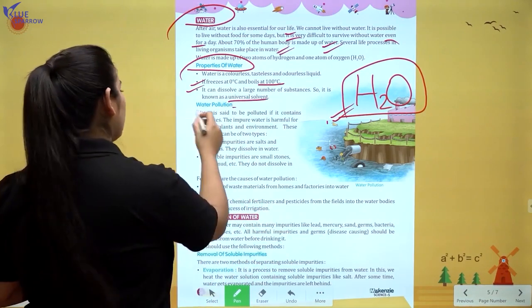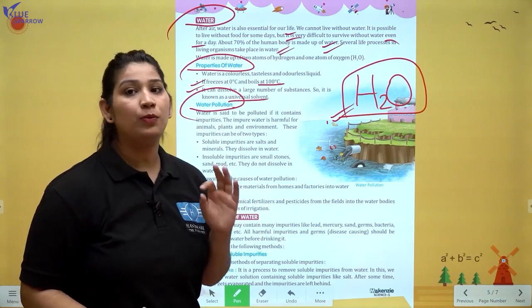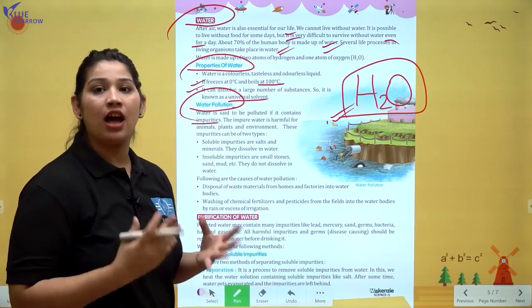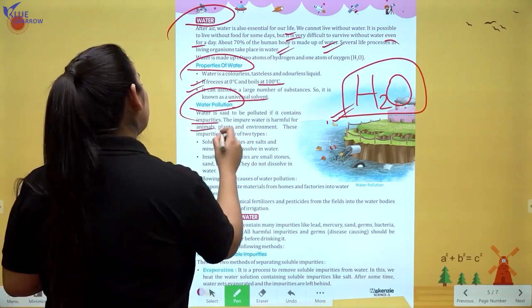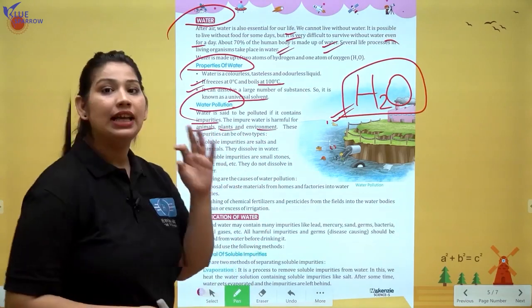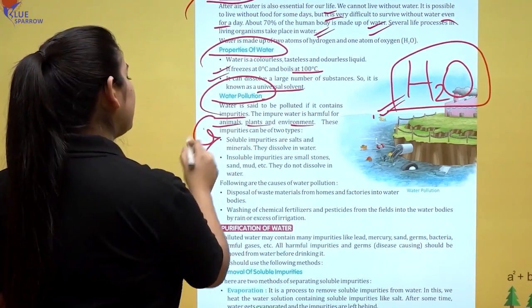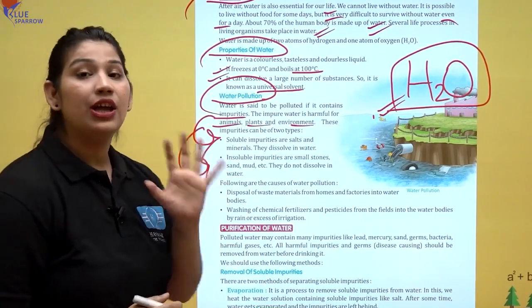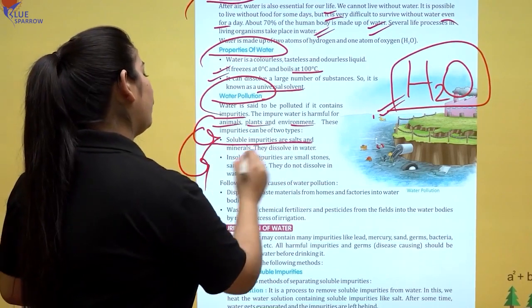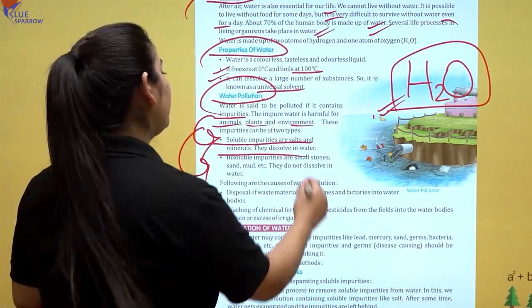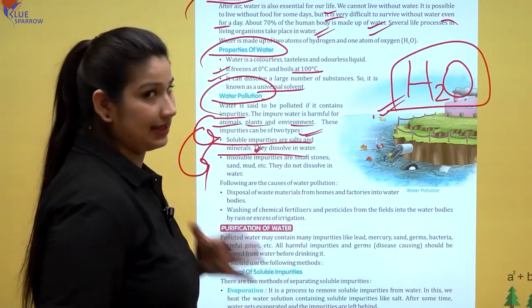Next comes up water pollution. Water is said to be polluted when it contains impurities. The impure water is harmful for everybody, animals, plants, and environment. These impurities can be of two types: soluble impurities and insoluble impurities. Impurities that dissolve in water are called as soluble impurities. For example, salts, minerals, etc.